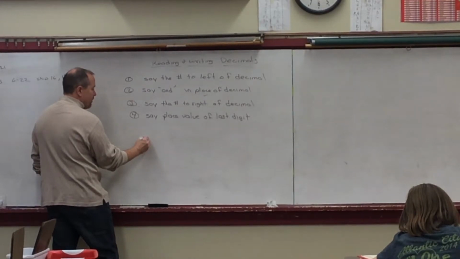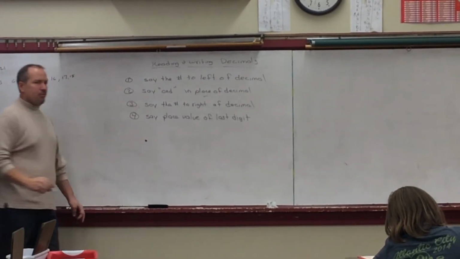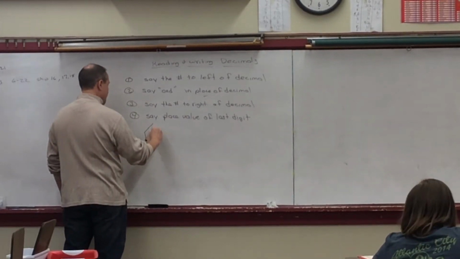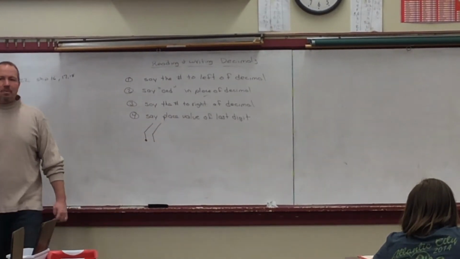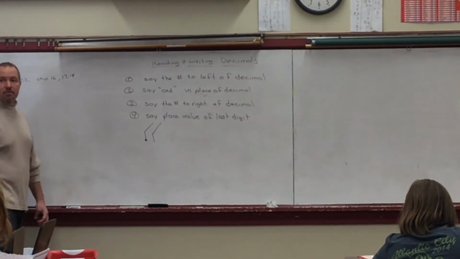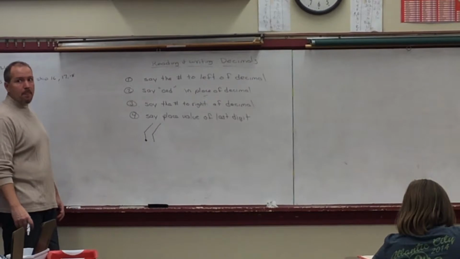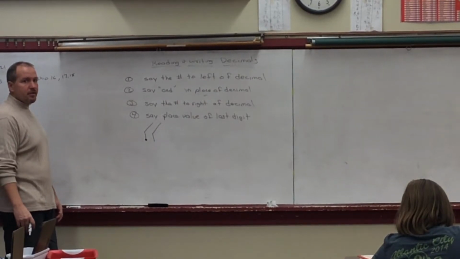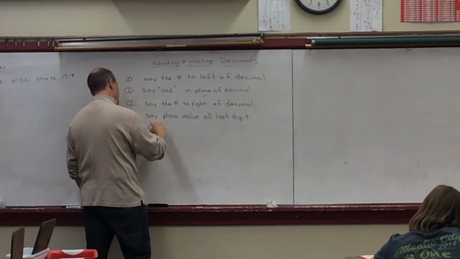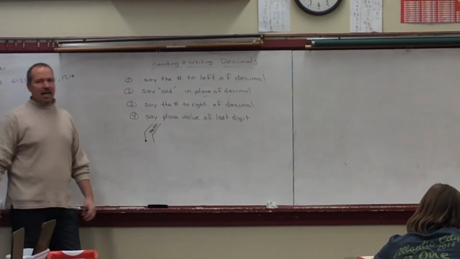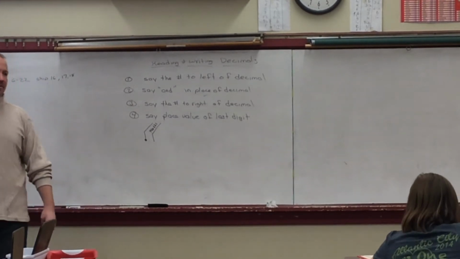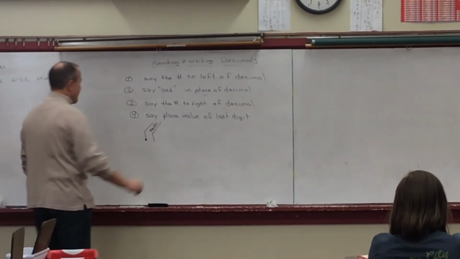Now, just to review, you can put a decimal. What is the first place value to the right of the decimal? Tenths. And make sure you have the "ths," tenths, not tens. Tens means it's to the left of the decimal. Tenths means it's to the right.